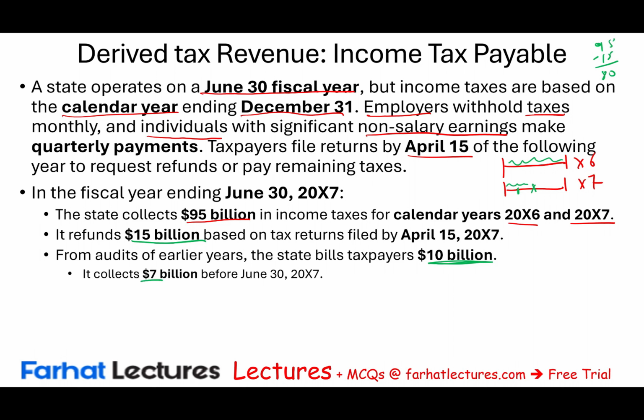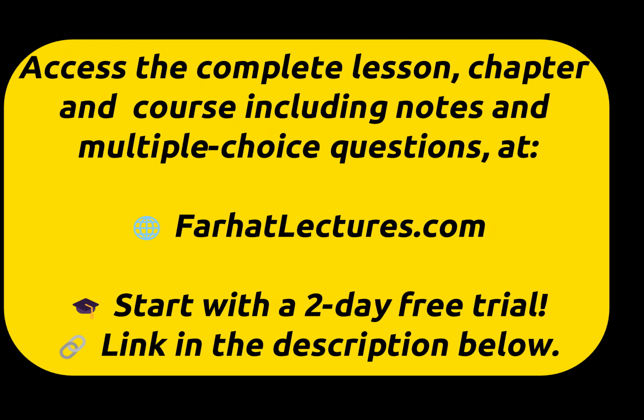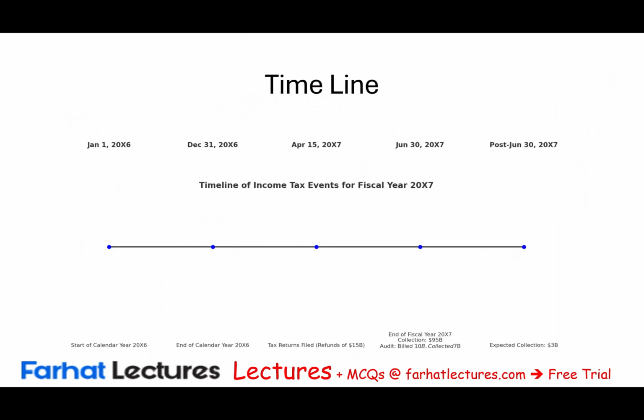They collect 7 billion, so they collected another 7 billion before June 30th, before the end of the year. And the remaining 3 billion is expected to be collected later. So the total is 87, and the 3 billion is expected to be collected later. Let's take a look at this one more time via a timeline.